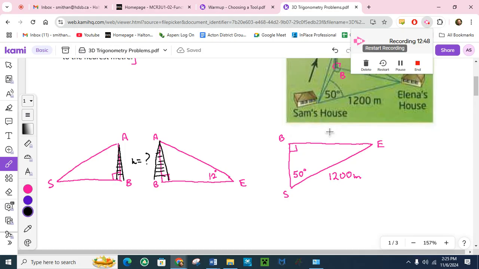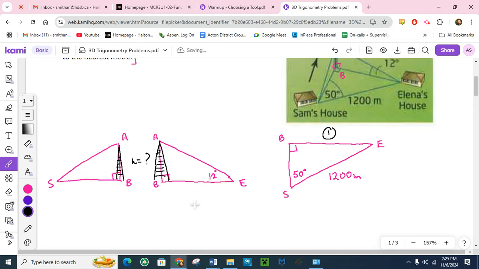So maybe I'll just put a little 1 here. If we find side BE, well, that will give us the bottom side of that middle triangle. And then we will have enough information to use SOHCAHTOA to find that height.